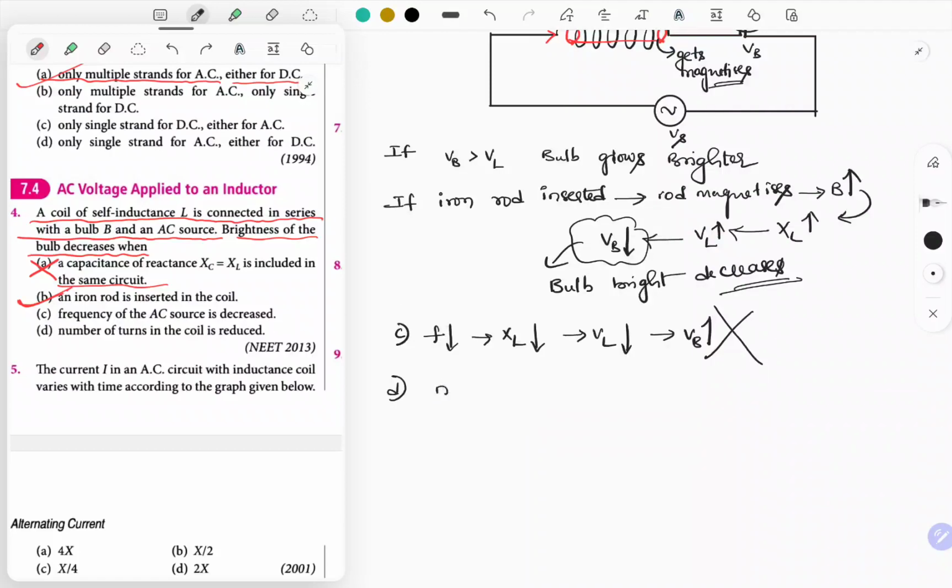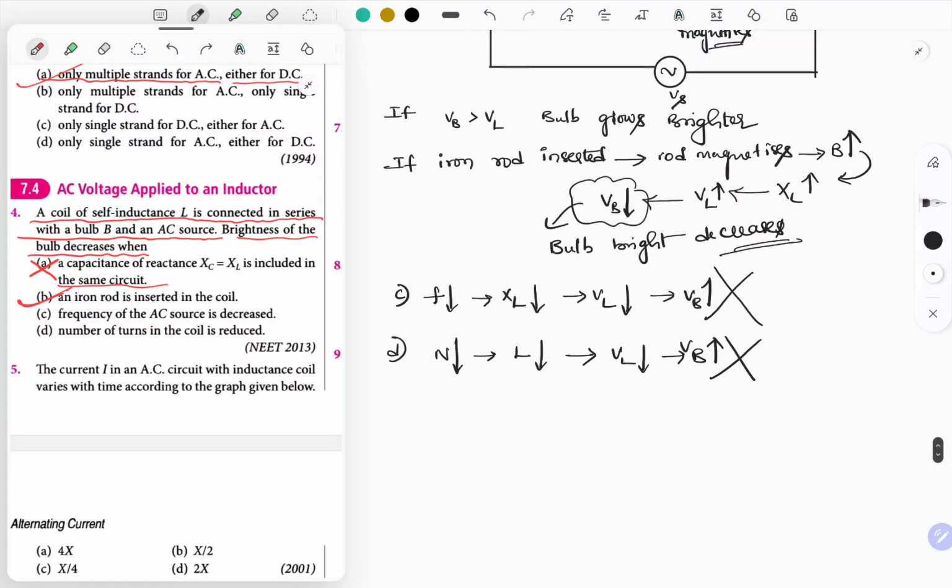If the number of turns of the coil reduces, then what happens to the self-inductance of the coil? It decreases. If self-inductance decreases, then VL decreases, then VB increases. This is also not a suitable option for decreasing the brightness. So I'll explain A once again.